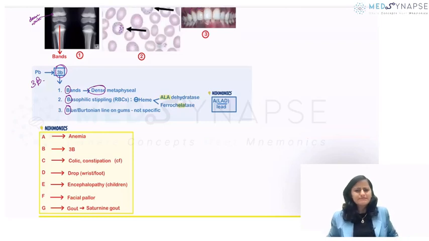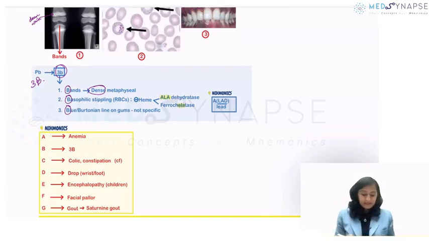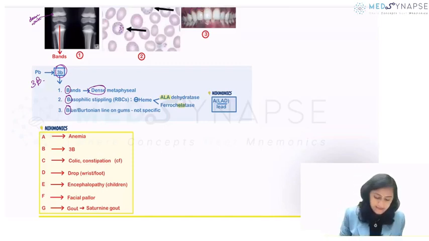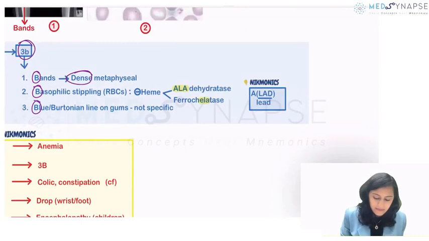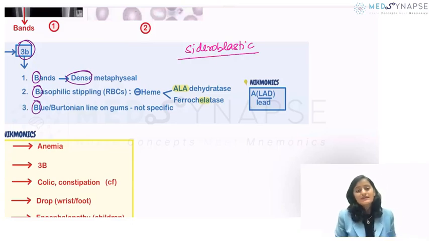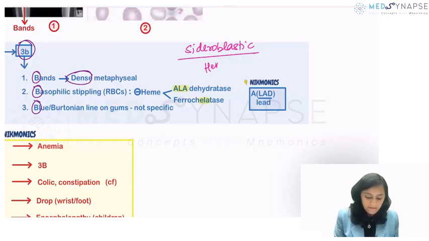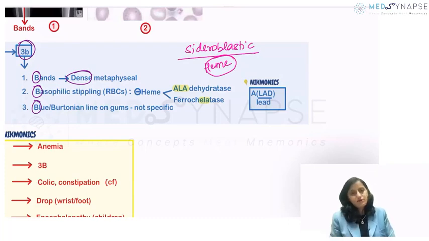Stippling is seen in megaloblastic anemia? In megaloblastic, you will see hypersegmented neutrophils. And what is the other one, which is more important? Remember, sideroblastic anemia. Wherever there is a problem with heme synthesis, sideroblastic anemia, heme synthesis problem, lead poisoning affecting the heme. So there is going to be this stippling.